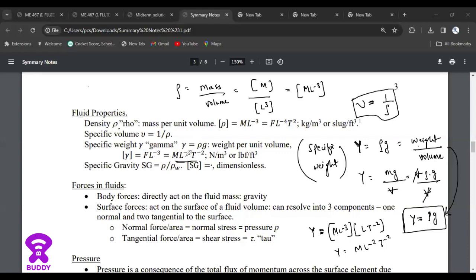So the first one is the density, rho, and the second one is g. The dimension for g is the same as acceleration, right? Yes. Okay, got it.